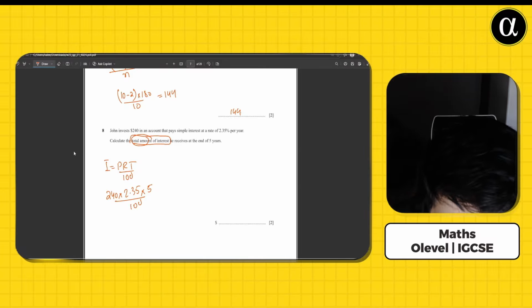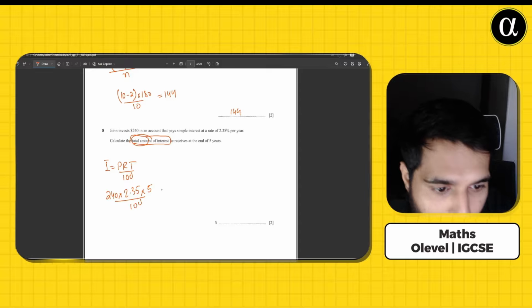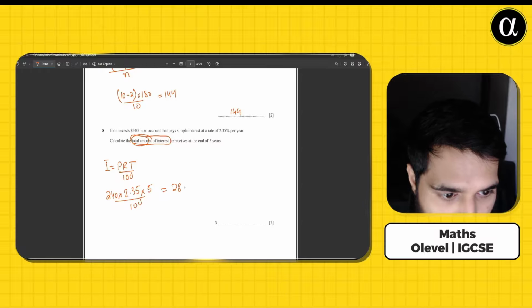it's going to be 240 into 2.35 into 5 and divided by 100. So the answer turns out to be 28.2. That is our interest that we're supposed to calculate.